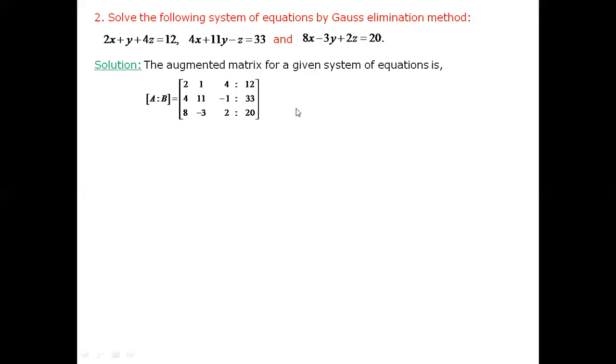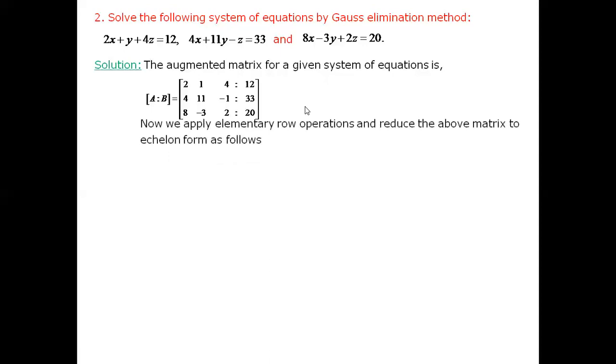Now the second step. The second step says reduce this augmented matrix to row reduced echelon form. So now we apply elementary row operations and we reduce the above matrix to echelon form. So what is echelon form? This is the principal diagonal. We have to make the elements below this principal diagonal, that is 4, 8 and minus 3, to 0 using row operations.